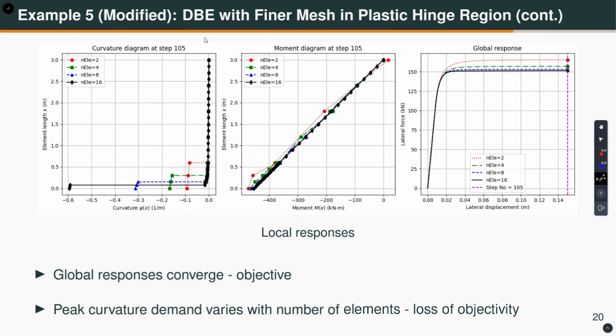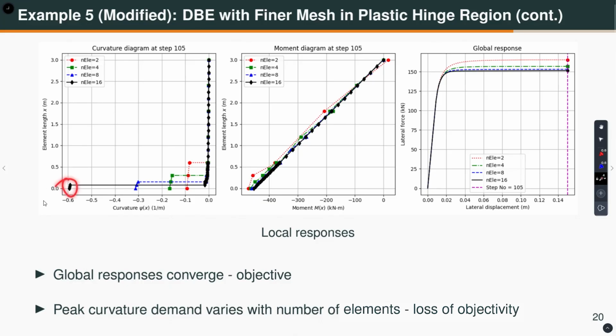So this is exactly what was happening in the force-based element, but over one integration point. Here it is happening over one element. So the localization of deformation cannot be avoided, whether you use force-based or displacement-based. Here it is happening over one element, there it was happening over one integration point. So global response converges, it is objective, but peak curvature demand varies with the number of elements.